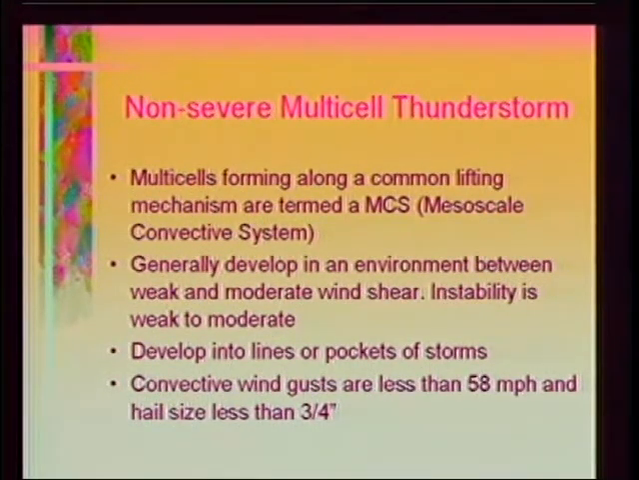Next, we'll look at non-severe multi-cell thunderstorms. Multi-cells forming along a common lifting mechanism are termed an MCS, a mesoscale convective system. They generally develop in an environment between weak and moderate wind shear. Instability is weak to moderate. These develop into lines or pockets of storms. Convective wind gusts are generally less than 58 miles per hour and hail size less than 3/4 of an inch, so non-severe type storm.